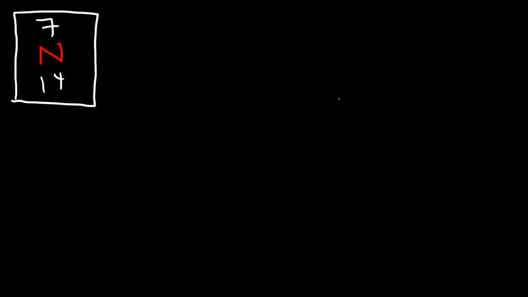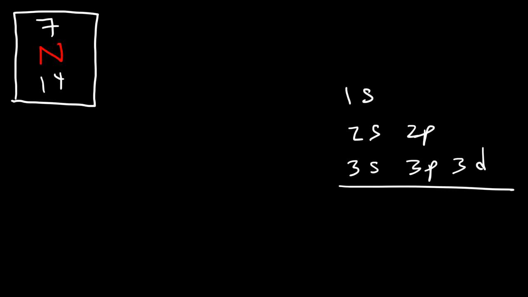Now, what you need to know is that in the first energy level, you have the 1s sublevel. In the second energy level, you have the s and the p sublevels. In the third energy level, you have s, p, and d. For nitrogen, this is as far as we need to go. The s sublevel can hold 2 electrons, the p sublevel can hold 6, and d can hold 10. Now, you want to write the electron configuration until you get a total of 7.